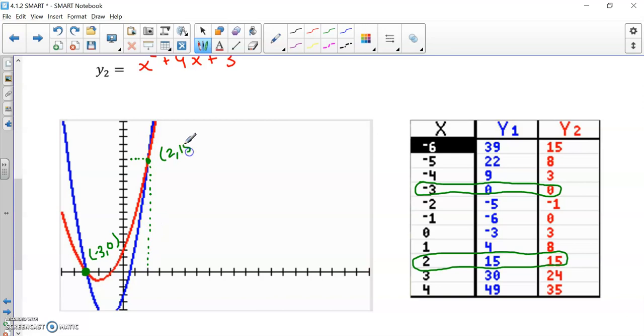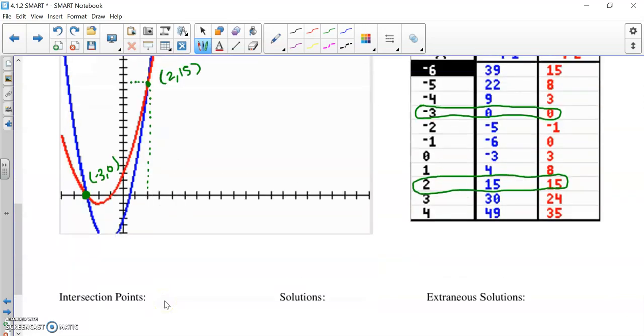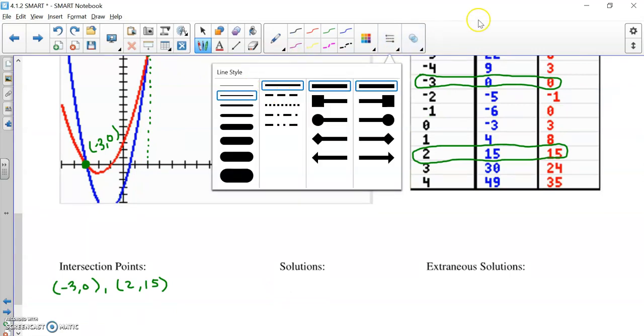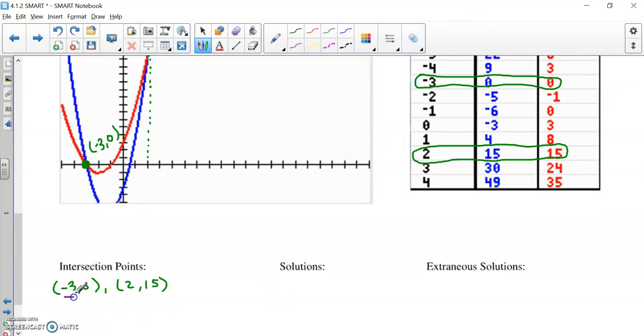All right. So that tells us that our intersection points are negative 3, 0 and 2, 15. Now the solutions, remember, are always the x value of the intersection points. So we're going to take this guy and call those my answers for x, which makes sense because it's the x values and we were solving for x.